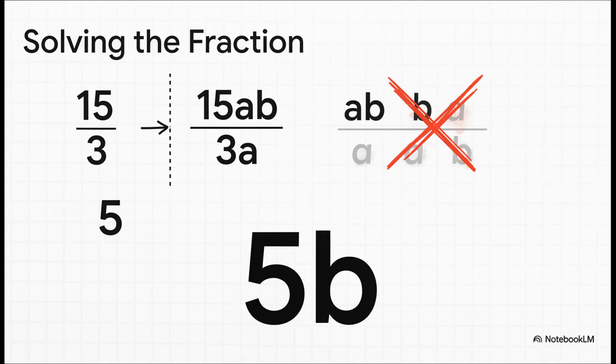Okay, let's solve this piece by piece. Just like before, let's start with the numbers. 15 divided by 3 is 5. Perfect. Now for the letters. Notice how we have an a on the top and an a on the bottom? Well, in division, when you have the same thing on the top and bottom, they just cancel each other out. They're gone. So what's left? Just that little b on top. So we put our pieces together, the 5 and the b, and our final answer is 5b.